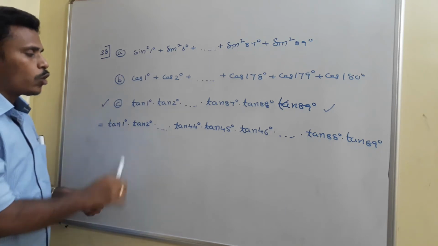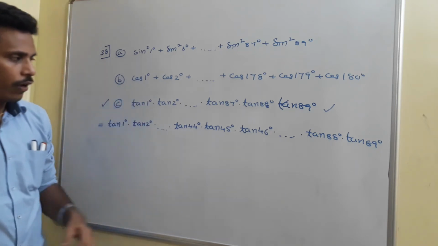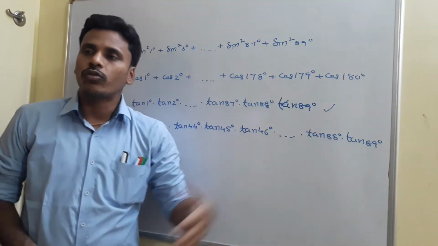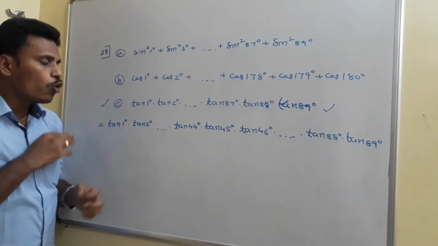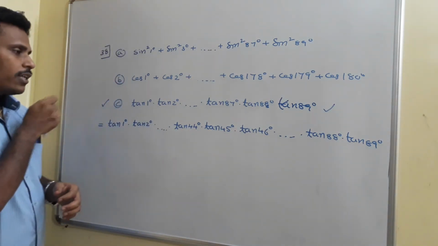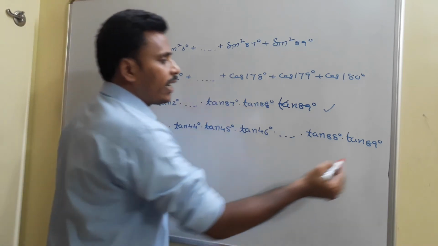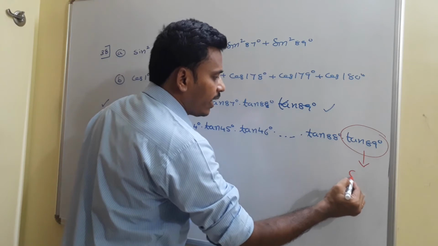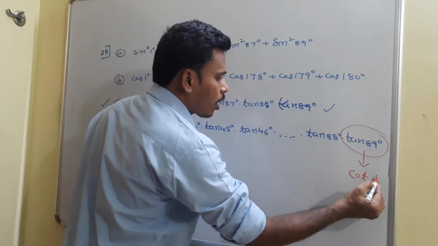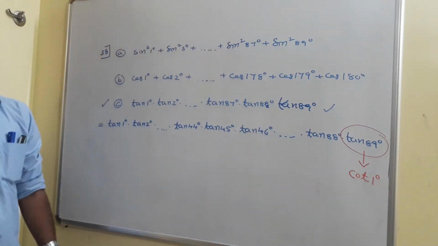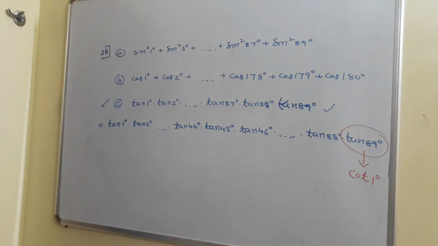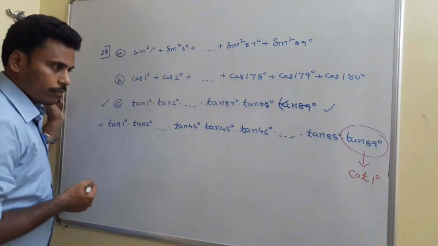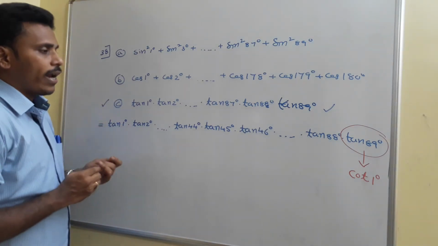See, tan 1, tan 2 and so on, tan 44, tan 45 up to tan 46 and then up to tan 89. Now look at the problem, what will happen. See, tan 89 degrees is nothing but cot 1 degrees only. Is it right or wrong? Tan 89 degrees is equal to cot 1, I am saying. What you say? Whether it is right or wrong, that's what you need to mention. Absolutely it is right. Why?